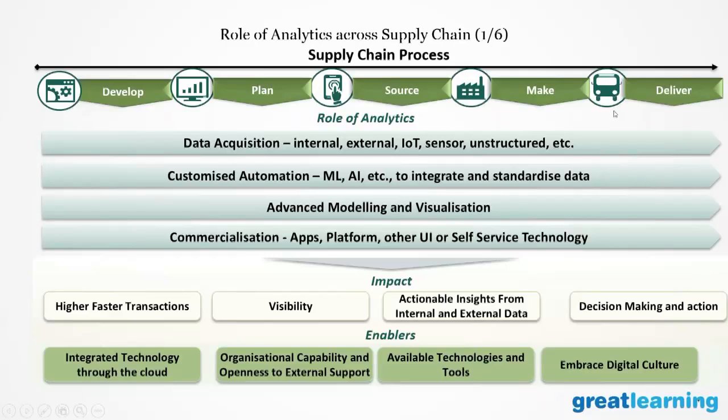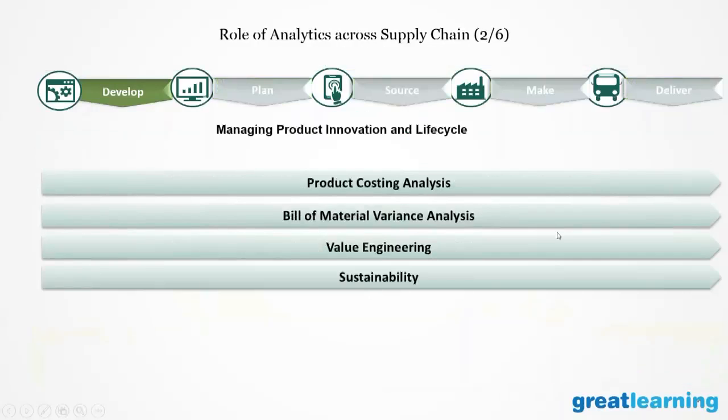Then if you look at impact, of course, in terms of faster transactions, you'll get more visibility across the supply chain. You've got better data and fact-based decision making that you can do from different sources. And then of course, cutting costs.